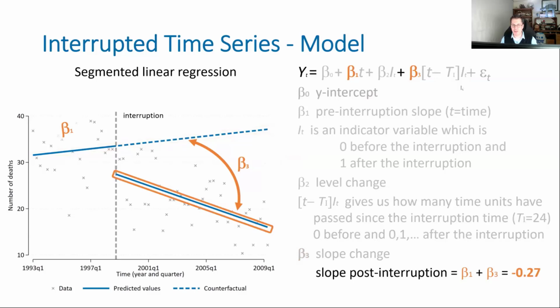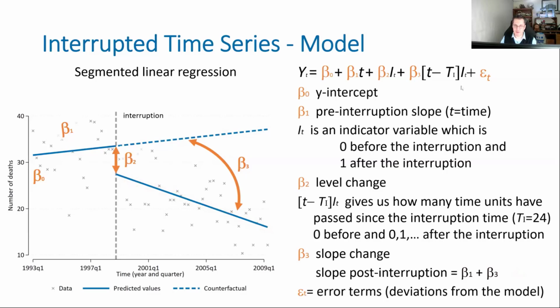Now, sometimes we want to know the value of the actual slope. The beta 3 there tells us the change in slope. But if we want to know the actual value of the slope, that's very simple to calculate. It's simply the sum of our slope beforehand and our change. And so in this case, it's about -0.27.